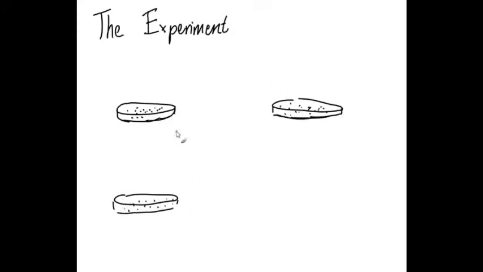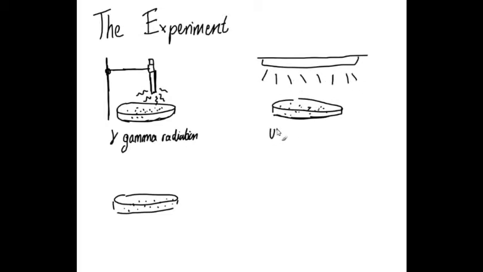We did an experiment looking at the effects of radiation on plants. We had 3 different samples. On the first sample, we had one plant that was exposed to gamma radiation. On the second, we had UV radiation, and on the third was a control.